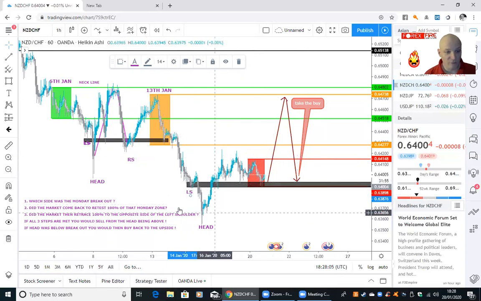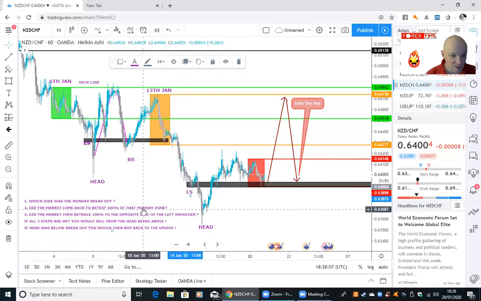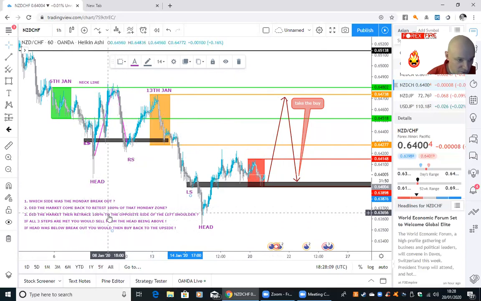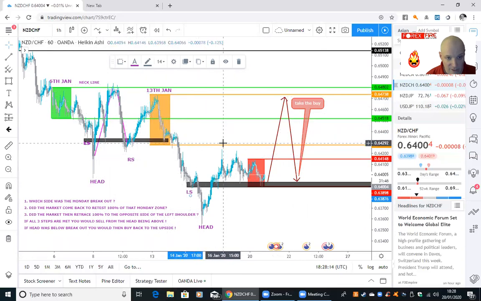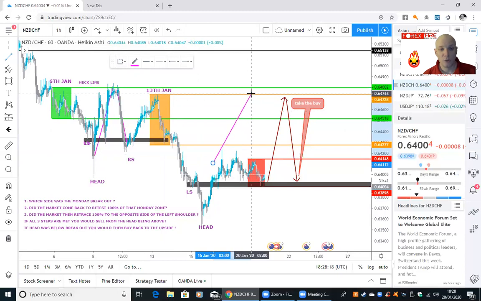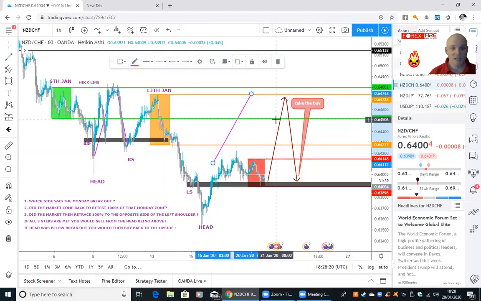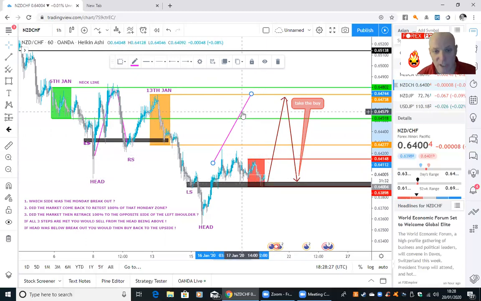So what we are waiting for after the retest of the Monday zone: did the market come back to retest 100% of this area here, which is this? No, it hasn't, guys. So we are still within here. We've created a new zone here. However, when you get this situation where last Monday hasn't created a head and shoulder pattern, then you move into another Monday zone, this could potentially create a double setup.